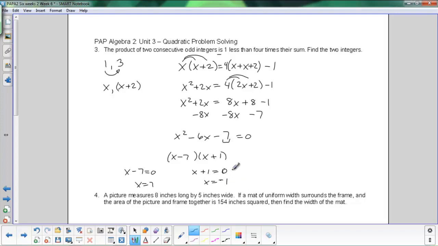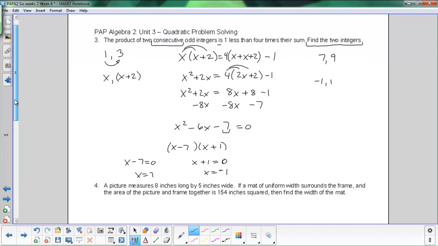All right, now find the two integers that I could use. Remember, the original problem was that I've got consecutive odd integers. So that means I'm looking for the pair that fits this description. 7 and negative 1 is not the answer. It's only part of the answer. So as it turns out, 7 and 9 are one pair of consecutive odd integers that will make this statement true. Negative 1 and positive 1 are the other pair of consecutive odd integers which will also make this true. Because there are no more restrictions on which pair of odd integers I will use, both of them are my answer.